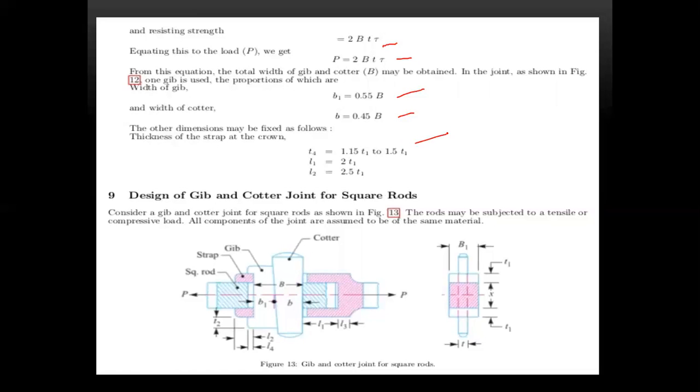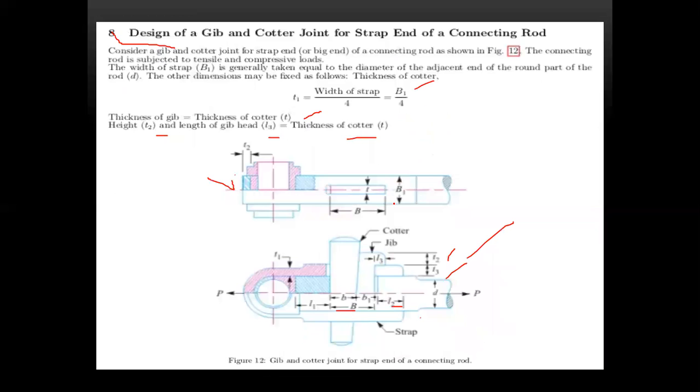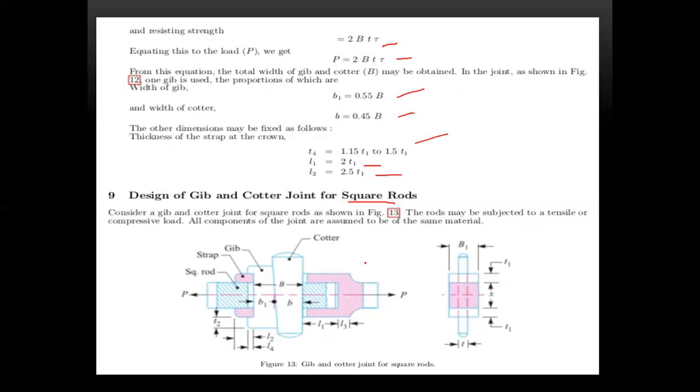T4 is equal to 1.5 T2, 1.5 T1. L1 is equal to 2 T1, L2 is equal to 2.5 T1. Now design the gib and quarter joint for a square rod. Earlier, we had the connecting rod and the strap end of the connecting rod, but here it is a square rod, right? So this one is a square rod.